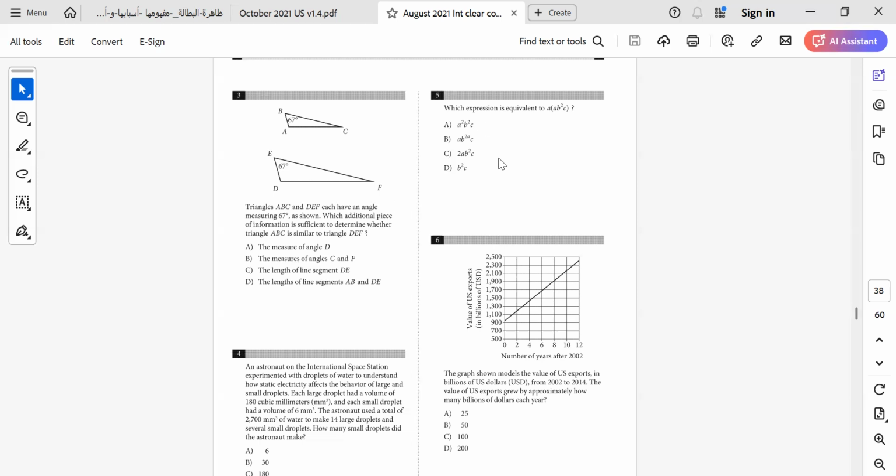You should revise the cases of similarity. Keep paper with you and check them, or I will send the cases of similarity in the group as well. One of the cases is two angles equal to two angles: if I have two angles equal to two angles, the triangles are similar. He gave me one angle equal to one, so I will take the other equal to the other, any two angles that are equal.